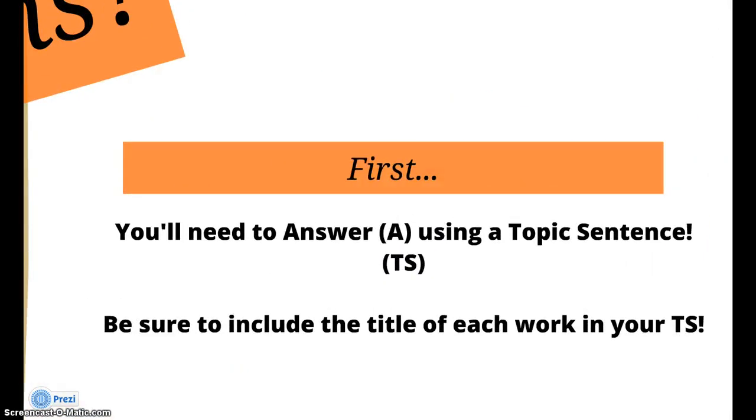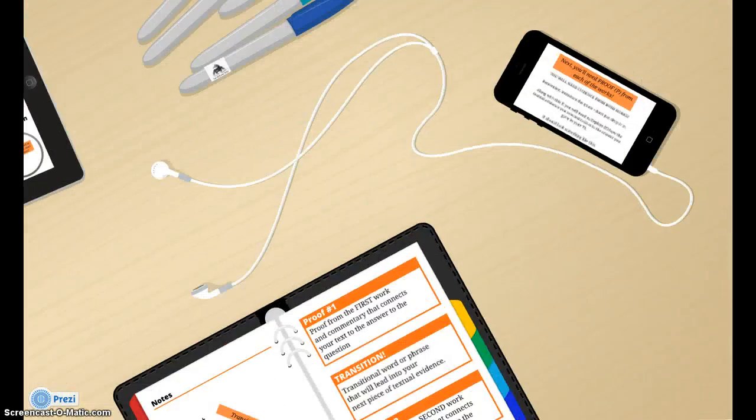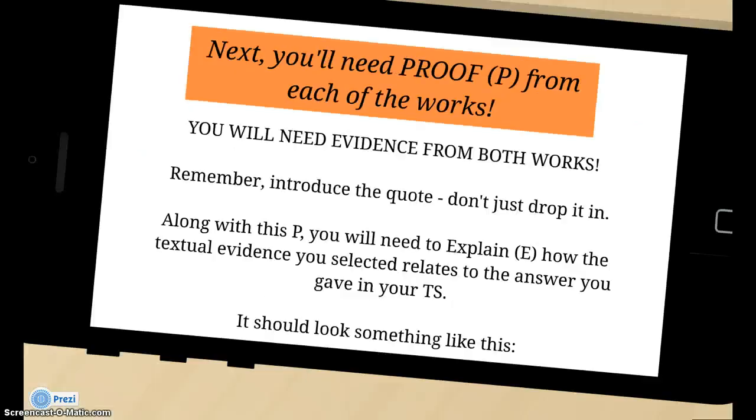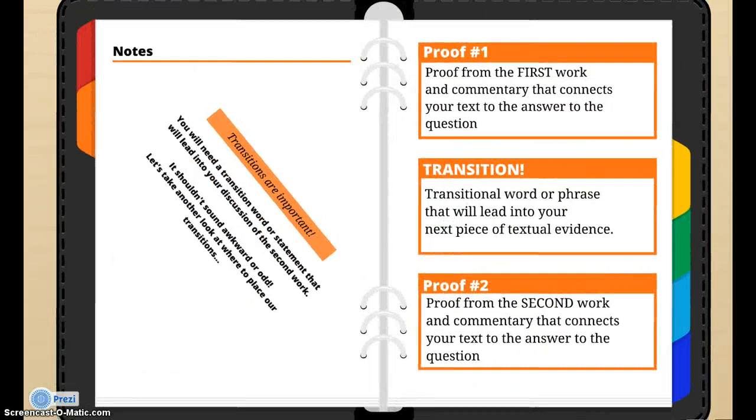You're going to still use your topic sentence and make sure we include the title just like we did before. So the proof is where it kind of changes. Now you're going to need evidence from both of them, quotes from both. Remember not to just drop the quote in, but to introduce it. And with your explanation, you're also going to be talking about how that text evidence shows your answer is correct. So it's the same format, but it looks different, and it's going to be longer.